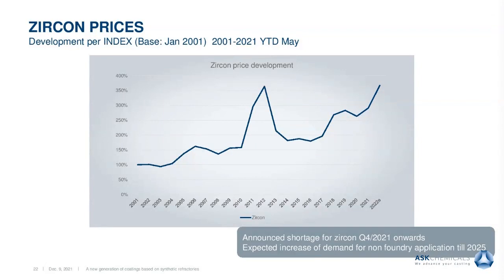What is the problem with the zircon? I don't have to tell this story to you as a foundryman because you are suffering from this situation. Every, let's say, 7 years or so, we have tremendous peaks in the price development of zircon, up to 200, 300%. So the prices really go through the roof, which is not nice for you, but also not for us. And in addition, there's also sometimes some shortage.